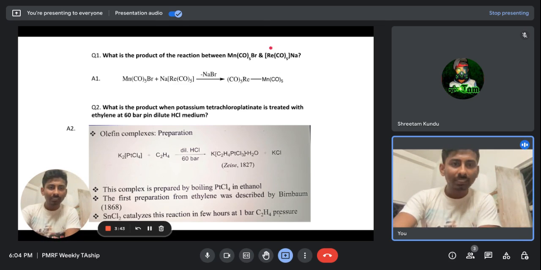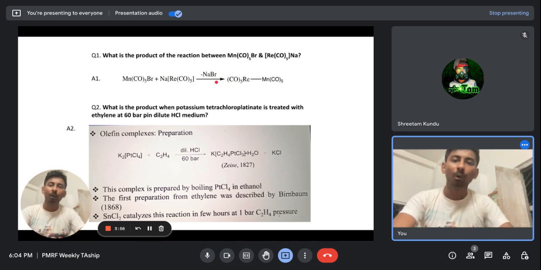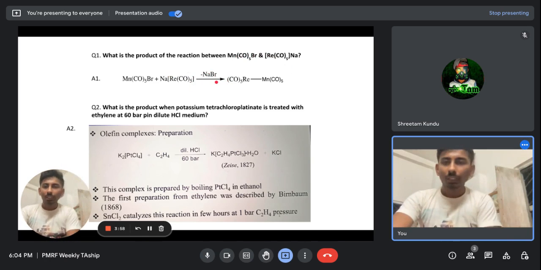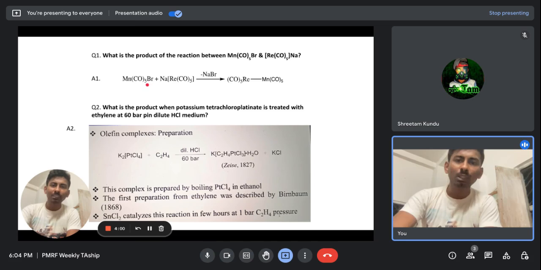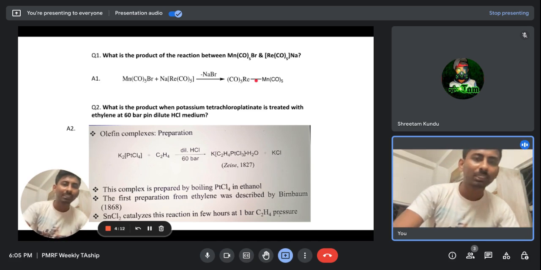So now what happens is this Re minus goes and attacks this manganese center, and this Mn-Br bond gets broken and is eliminated in the form of a very strong, very stable ionic compound, that is sodium bromide. So MnCO5Br reacts with NaRe(CO)5 with concomitant release of NaBr. We form this metal-metal bonded compound, Re(CO)5 bonded with Mn(CO)5.